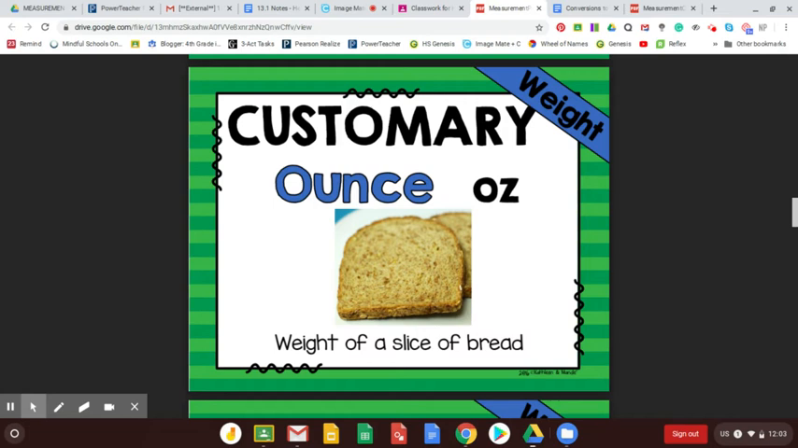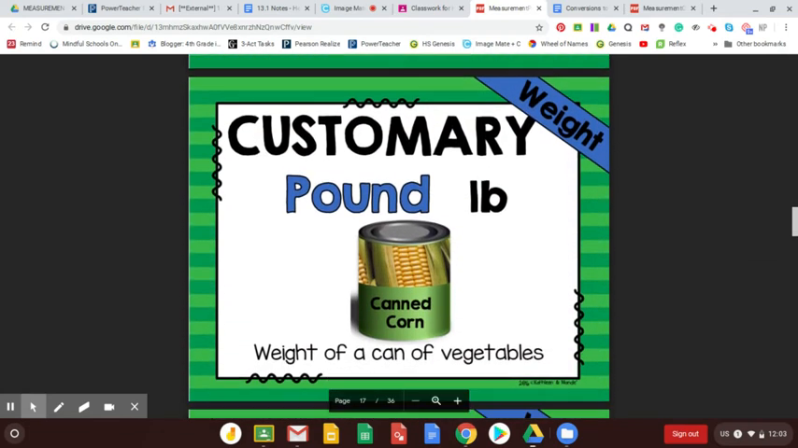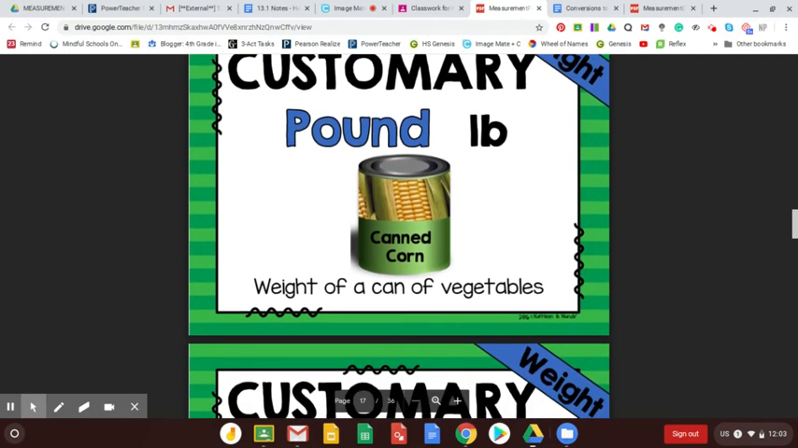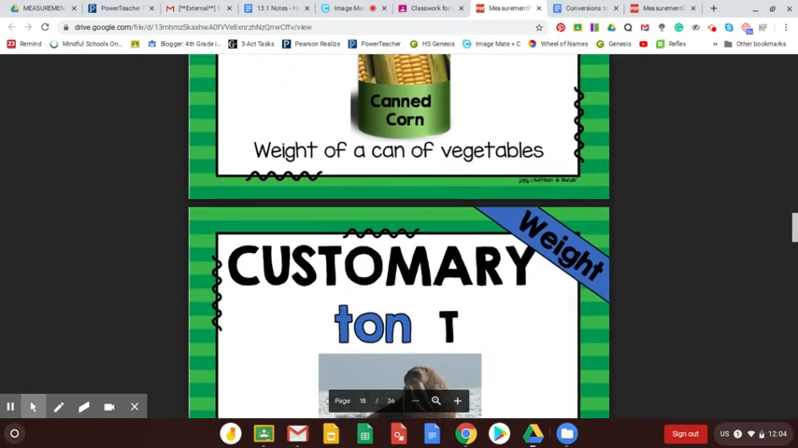That's an ounce. An ounce is very little. It's really not much, right? And a pound is kind of like the weight of a canned vegetable. If you want to take a can of corn or peas out of your pantry and just hold that in your hand, that gives you a sense of what a pound feels like.